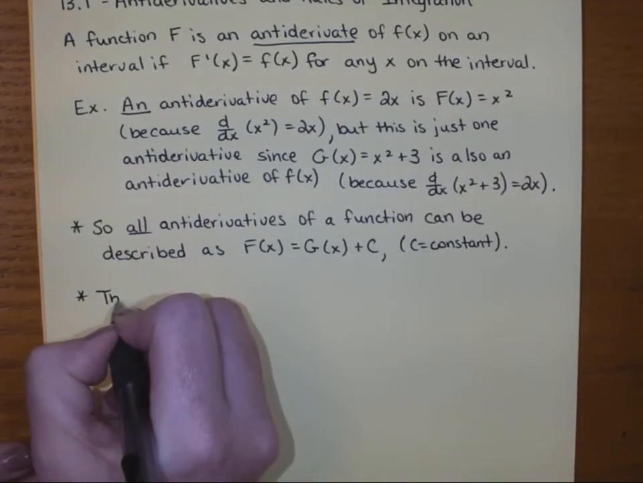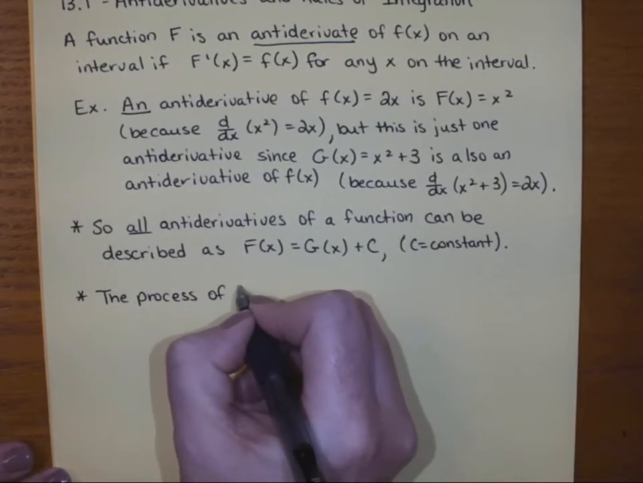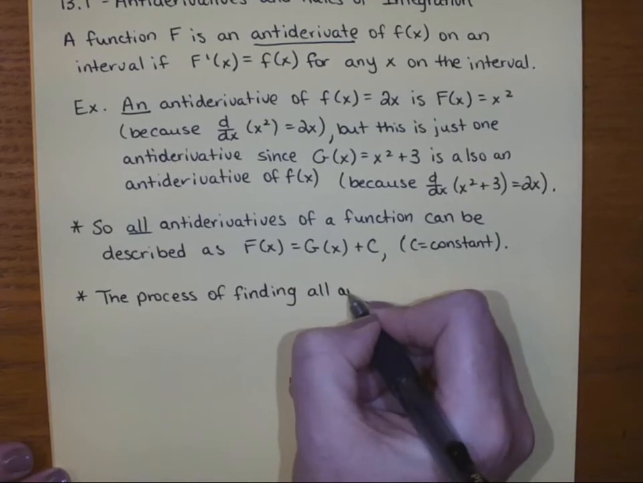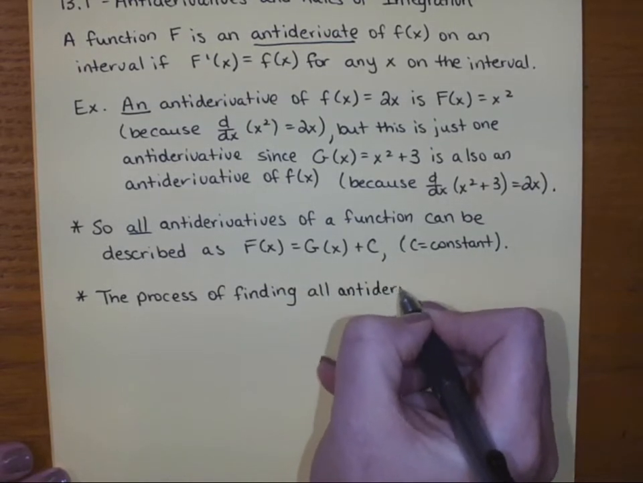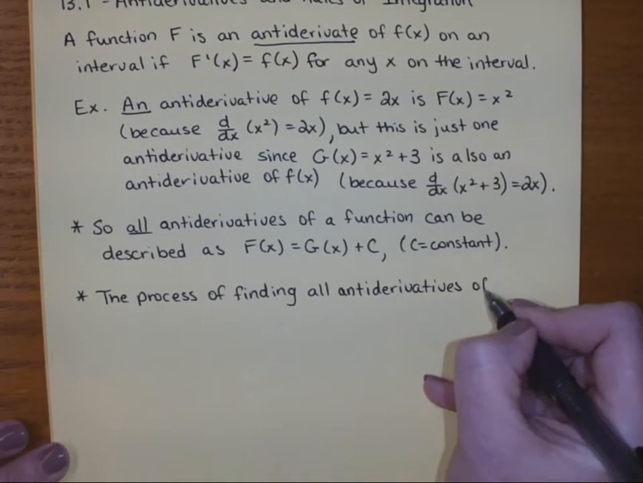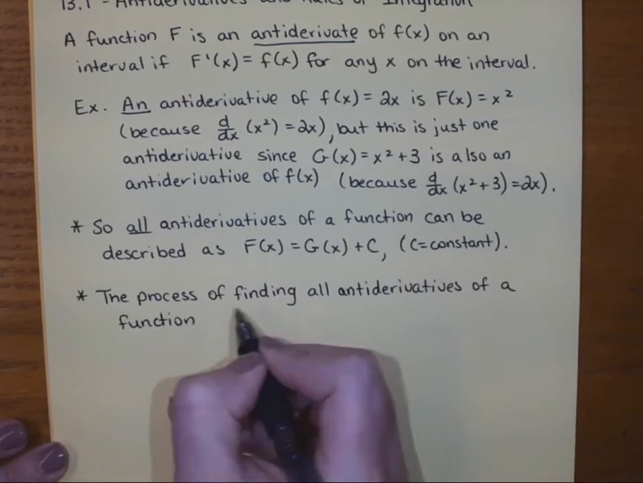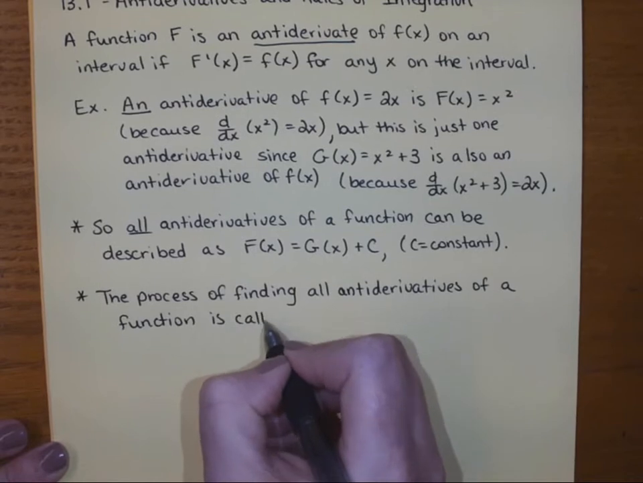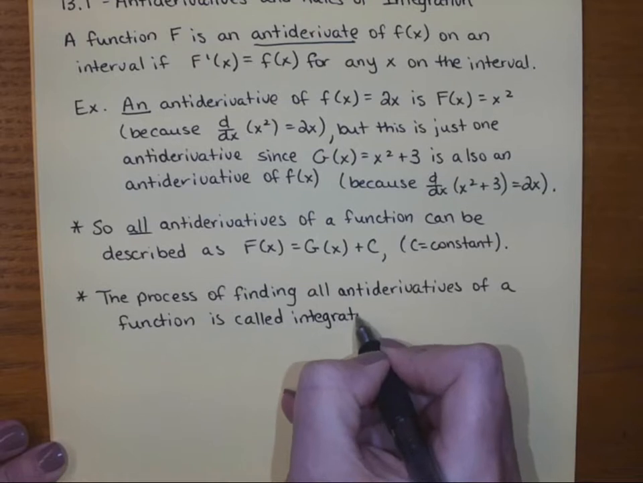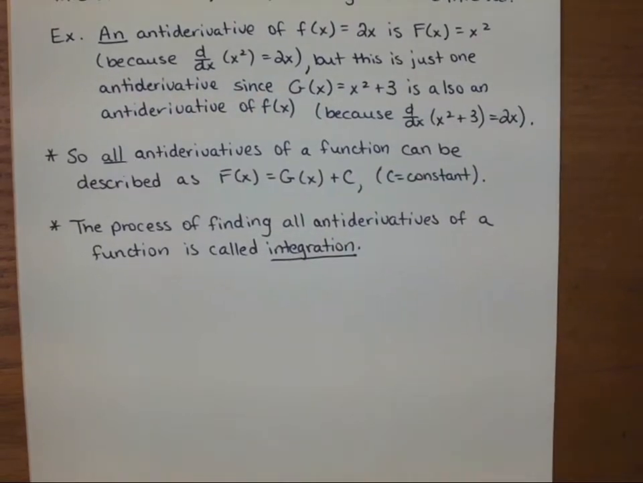So just like we had with derivatives, we're going to have rules and processes with antiderivatives as well. So the process of finding all antiderivatives, the action, it's a verb. Well, integrating is a verb, but the process is called integration. So if you're asked to integrate something, then that just means find the antiderivatives.